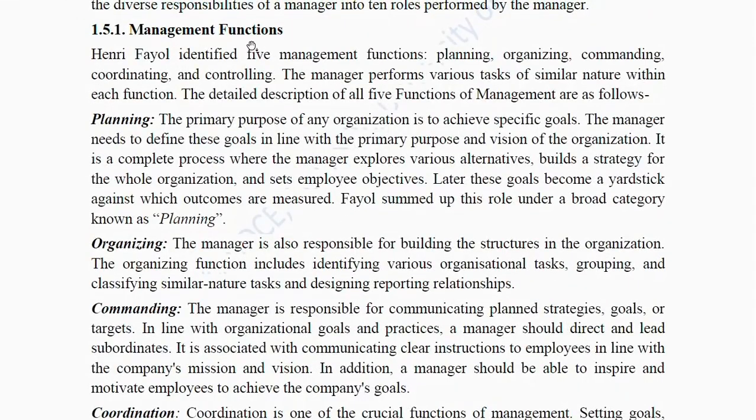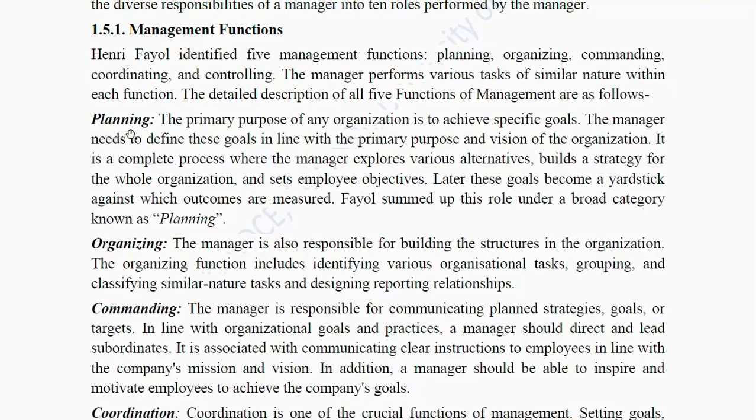1.5.1 Management Functions. Henry Fayol identified 5 management functions, namely planning, organizing, commanding, coordinating, and controlling. The manager performs various tasks of similar nature within each function. The detailed description of all 5 functions of management are as follows.